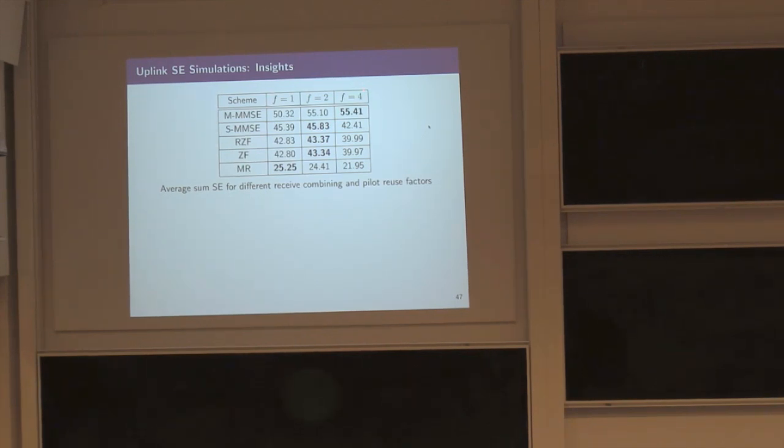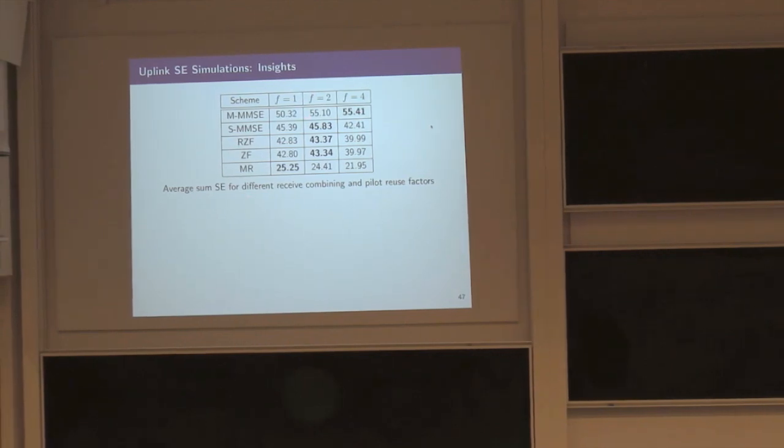Here are the pilot reuse factors, and here are the different schemes. I have marked in bold where we get the highest performance. Multicell MMSE prefers a very large reuse factor. The other three schemes in the middle, which invert matrices but are not as advanced as multicell MMSE, get around the same values, and they prefer a pilot reuse factor of 2. Then maximum ratio, which is not trying to reduce any interference in the network, prefers a pilot reuse factor of 1.